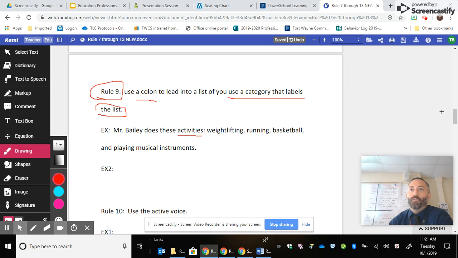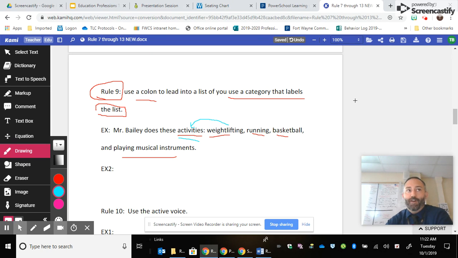If you get to a colon, you should be able to look at one side of the colon and see a list of things. And on the other side of the colon, you should see the label of the list of things. So Mr. Bailey does these activities: weightlifting, running, basketball, and playing musical instruments. And what you probably notice is this list matches that they're activities. So that is when you should and can use a colon to lead into a list, is when there is a label there. So you know that what's going to follow is a list of those activities.